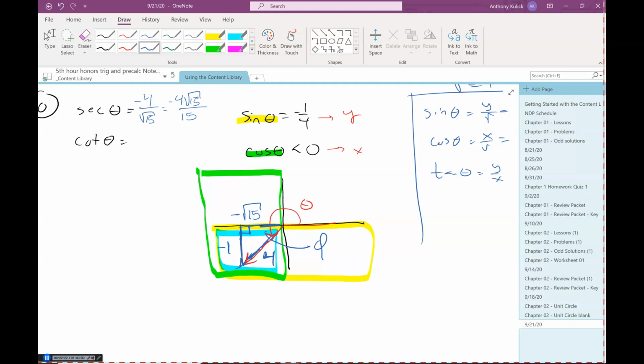Is that okay? And then cotangent is adjacent over opposite, or just positive root 15.